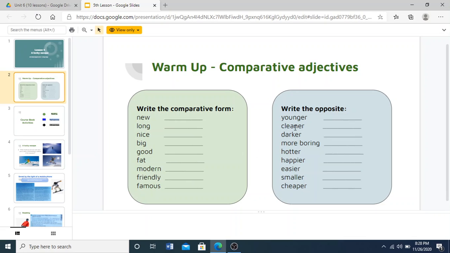And when you're done, we have some comparative adjectives here. I want you to write their opposites here. I'm giving you 6 minutes. It's a little bit much, so I'm giving you 6 minutes to do it. Your time starts now. After 6 minutes, you submit your work to me, and we'll check it together and do a correction.